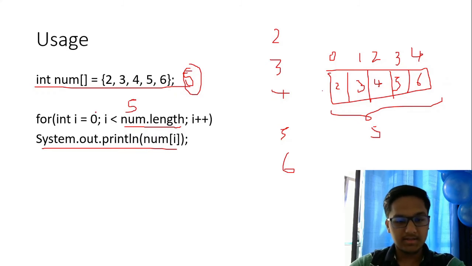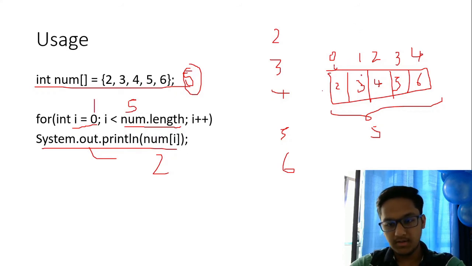So in the first iteration, i is 0. When I access the 0th index element, it's going to print 2, because num of 0 is 2. Then it goes back, i plus plus, i becomes 1, and num of 1 is 3, so it's going to print 3. Then again, num of 2 is 4, so it's going to print 4. Then num of 3 is going to print 5.